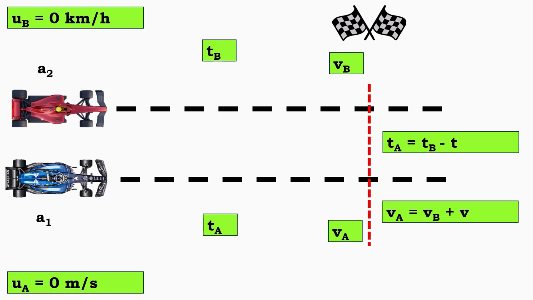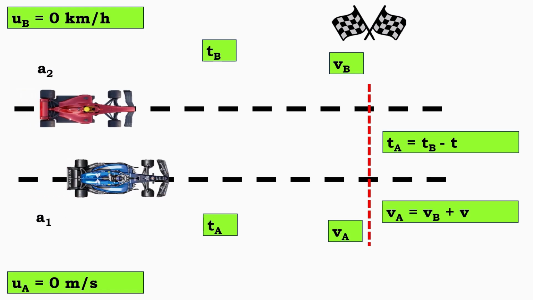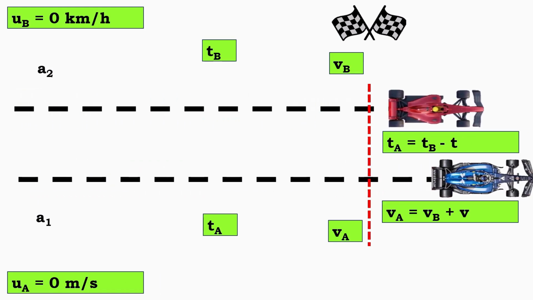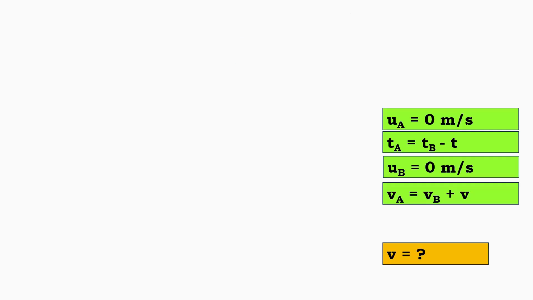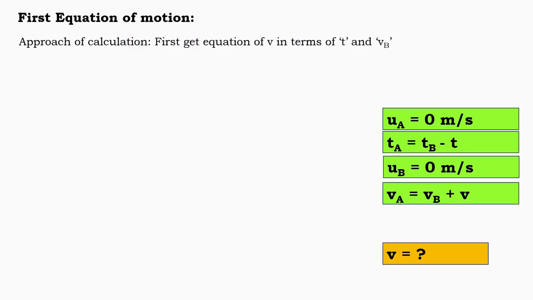Now, let us visualize the situation. The blue car, car A, accelerates faster, reaches the finish line first, and crosses it with a higher velocity. The red car, car B, reaches the same finish line later and with a lower velocity. With all the given information organized, solving the problem now becomes much easier. Let us now apply the first equation of motion to both cars. Our goal is to obtain an expression for v using the information given in the question.